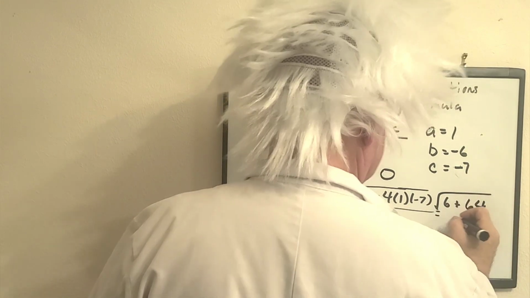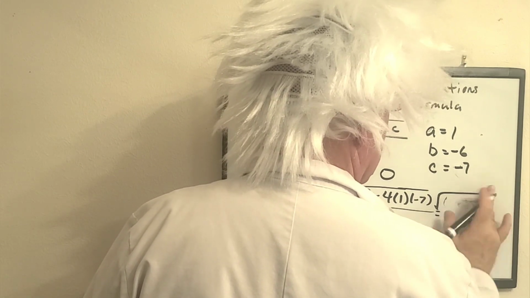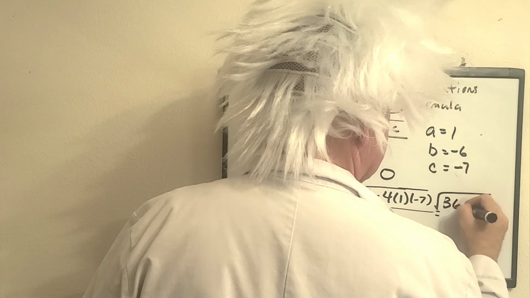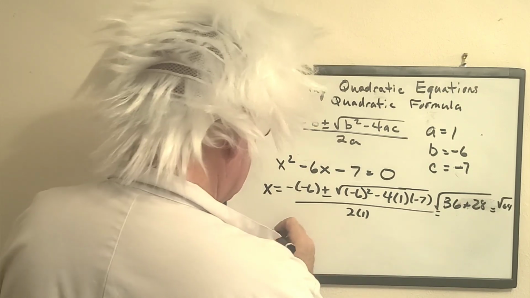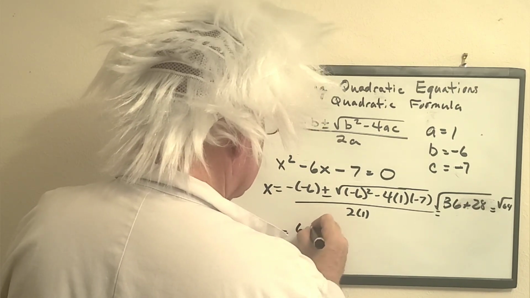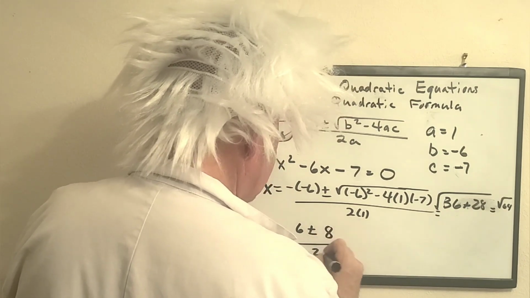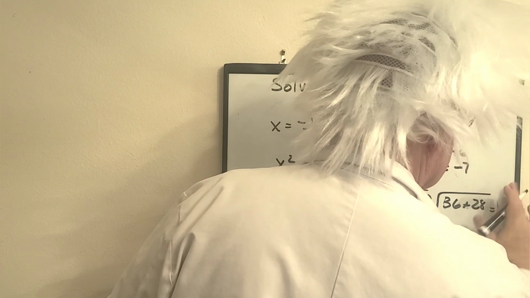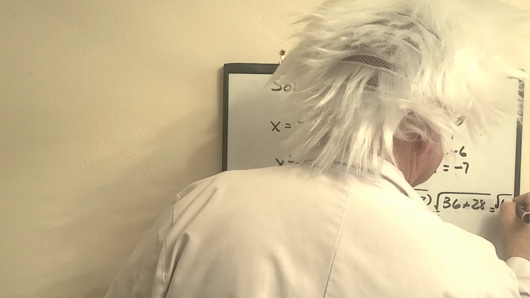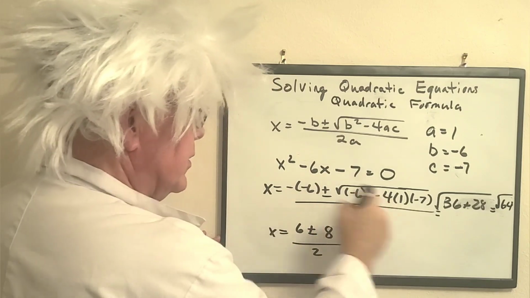that gives me 64. Now, that goes there. So we've got x equals 6 plus or minus the square root of 64, which is 8, all over 2 times 1. I know that looks like a lot of mess right there. Now, that goes here. That was this, all right?